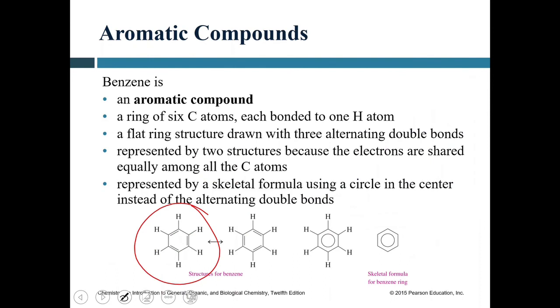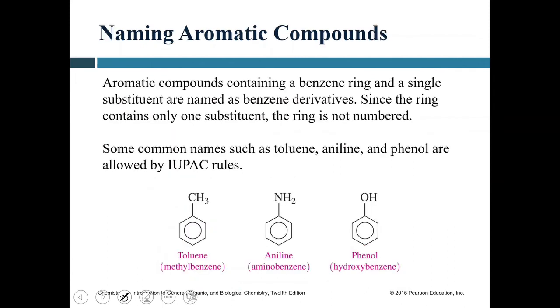So you can see that there are alternating double bonds. But the thing is, you can put double bonds anywhere you want. So at the end of the day, the free electrons that are present on carbons, electrons that form those supposed double bonds, are actually equally shared by all carbons. So this is why we represent benzene with a circle in the center. The circle in the center represents the equal sharing of electrons between all the carbon atoms.